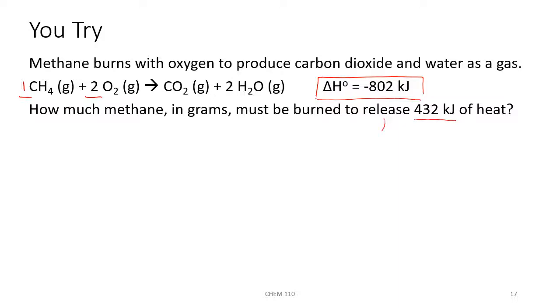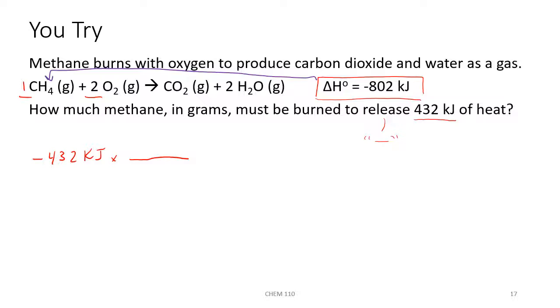When we see the word release, what that's telling us is that the sign on our heat is going to be negative. So we want to form only 432 kilojoules of heat. We have to start with what we were supplied with in the problem, negative 432 kilojoules. We want to use our balanced thermochemical equation in order to go from our delta H to our amount of methane. So we're going to work back to the CH4.